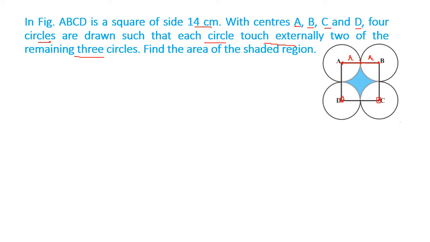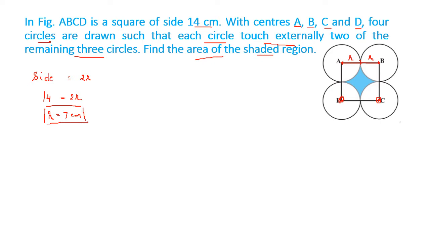Now because all four touch each other externally, suppose D was touching only A, then it could be bigger or smaller. But it also touches C. So this is the diagram shown here. We can see the side of the square is twice the radius. So side is 14, which is twice the radius. So the radius of the circle is 7 centimeter. This is very clear. Now we have to find the area of the shaded region.